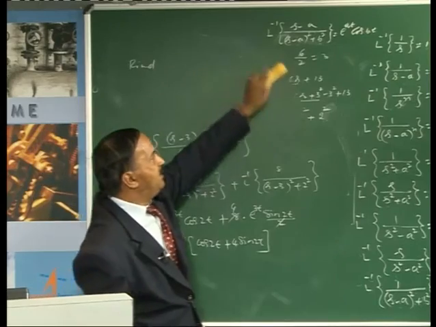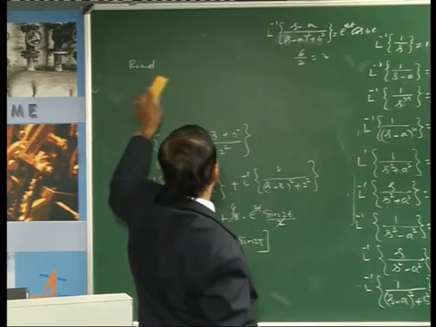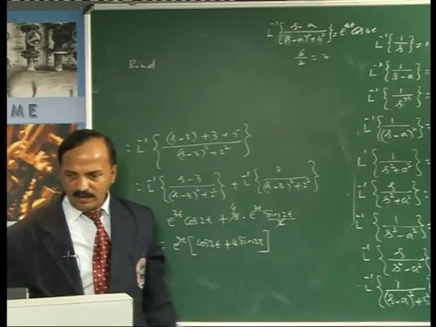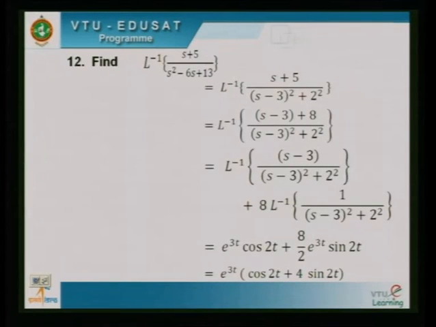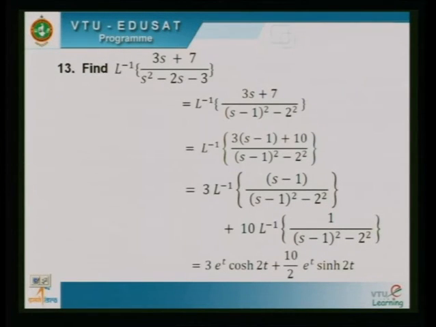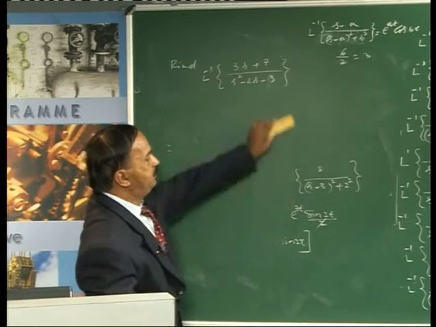Next example, find L inverse of (3s plus 7) divided by (s square minus 2s minus 3). Same type of problem.